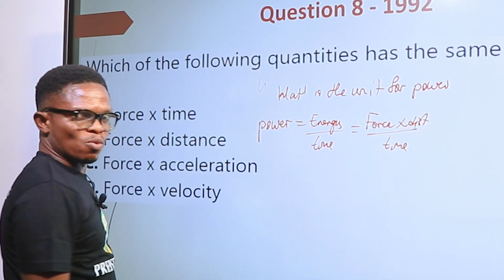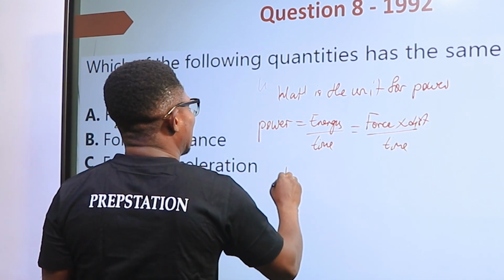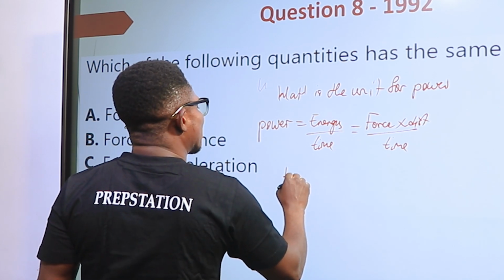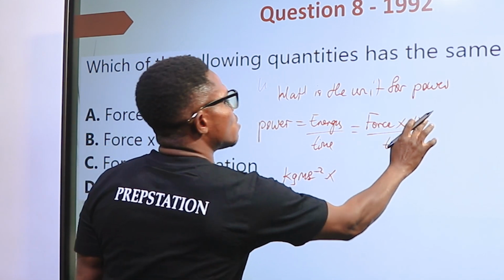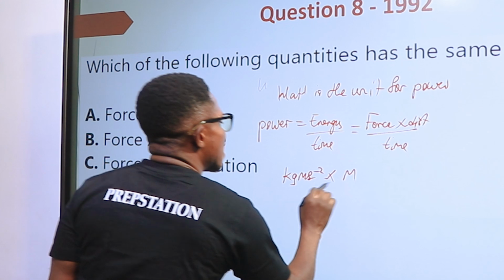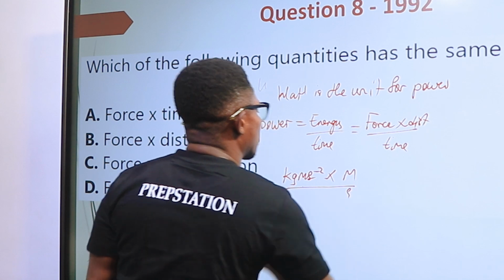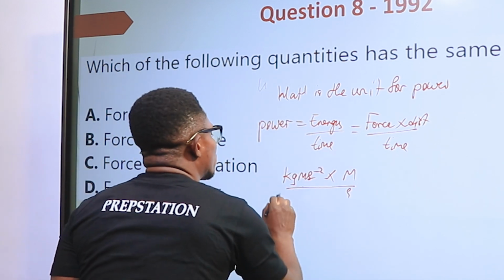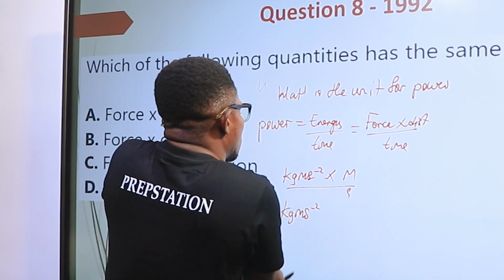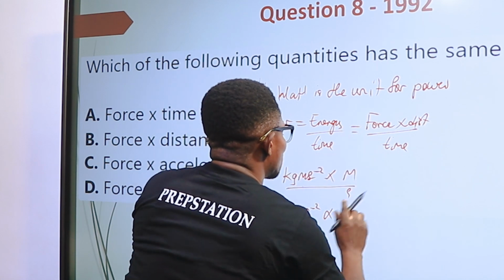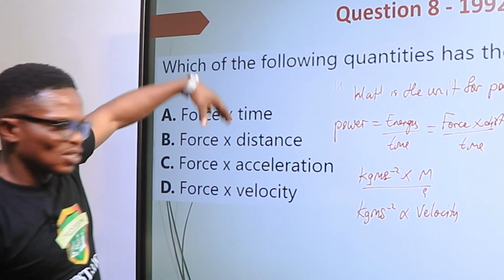So we can start from here to play around this. Now, what is force? Force, in terms of unit, is kilogram, mass, times acceleration, meters per second squared, and then times the unit for distance, which is meter, then over the time, the unit for time is second. Now, separate this. So that means we have kilogram meters per second squared, which represents force, then times meters per second, which represents velocity. So with this, what do you think is the answer to this question?